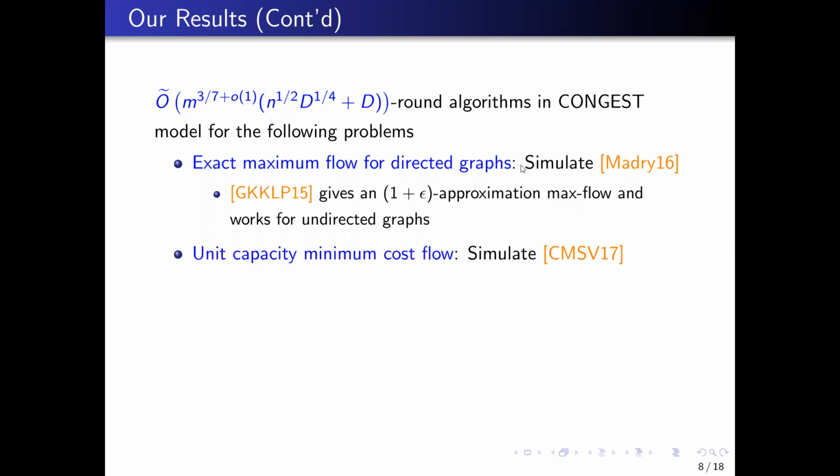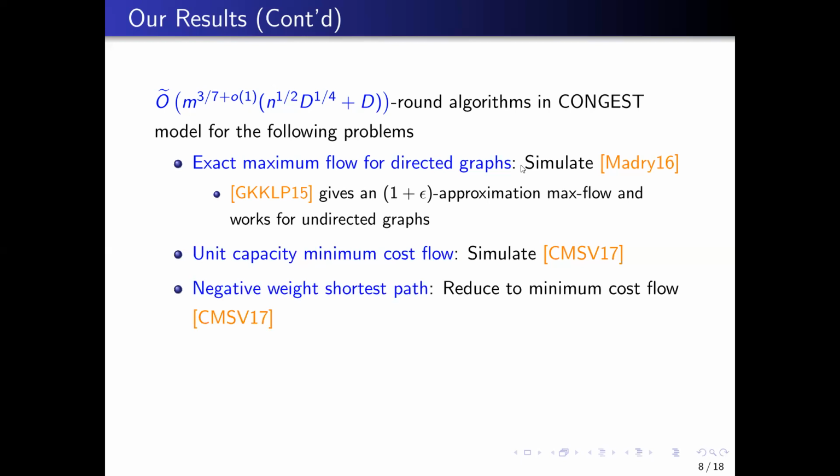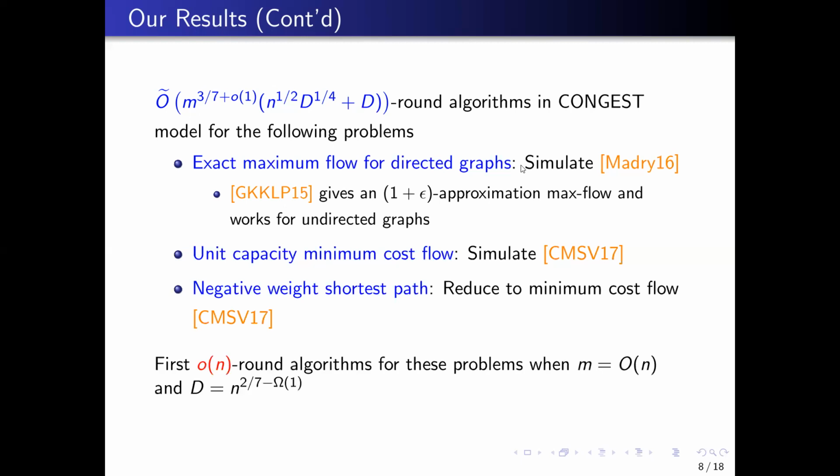The second problem we solved is unit capacity min cost flow. This algorithm is obtained by simulating the sequential algorithm of Cohen and others. The third one is shortest path with negative weights, and this problem can be reduced to min cost flow problem. When the graph is sparse and the diameter is small, we are the first to give a little o(n) round algorithm for these three problems.